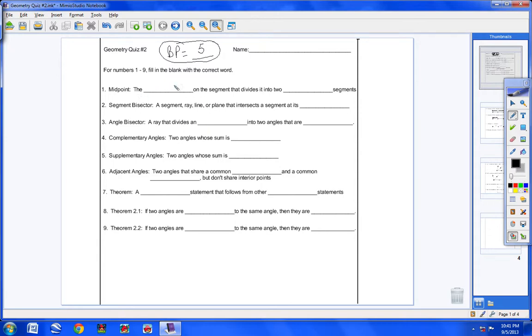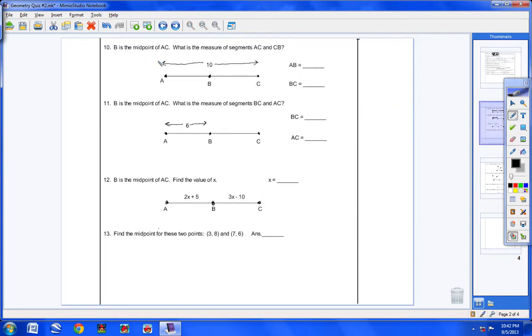Now, for numbers 1 through 9, fill in the blanks with the appropriate words. So read these, be careful, fill in the correct words, numbers 1 through 9. Please look at number 10. B is the midpoint of AC. What is the measure of segments AC and CB? Now, what I meant to say there, if you'll take your pen and change this AC, that's supposed to be an AB. So change that, and that's why we go over the quiz. I want to know what the segments of AB and BC are. Okay, and I did put AB here, I just didn't put it up here.